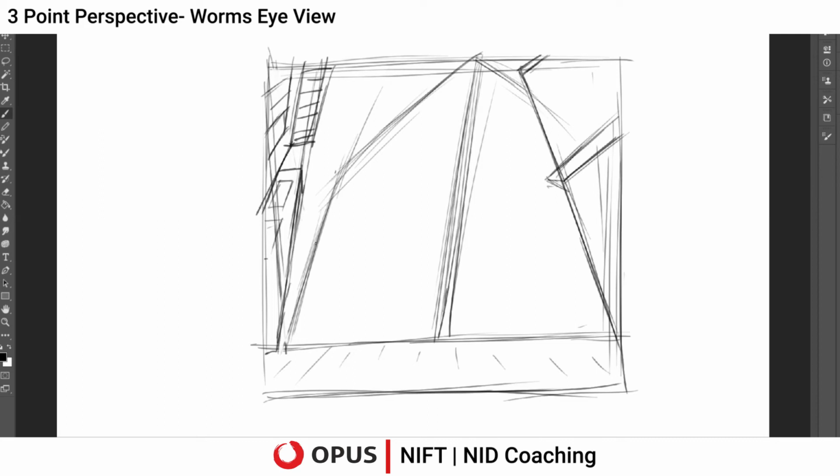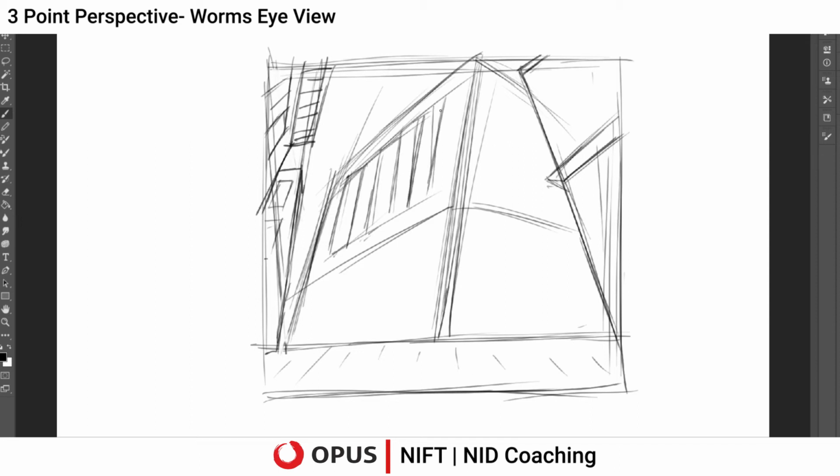Okay, now for this one, you can just give very limited architectural details, but all these lines you have to understand that they are going to meet somewhere at the top level. That is at vanishing point number 3. So drawing these lines in an angular manner is very important to give that feel to the drawing.